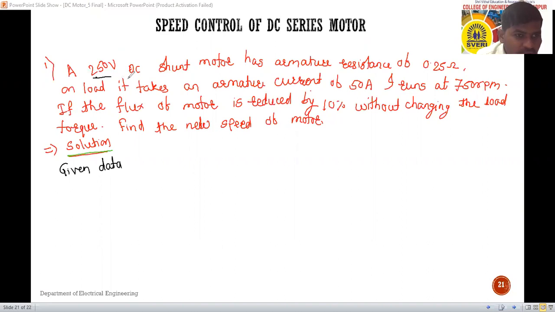See, a 250 volt DC shunt motor has an armature resistance of 0.25 ohm. On load, it takes an armature current of 50 ampere and runs at 750 revolutions per minute. If the flux of the motor is reduced by 10% without changing the load torque, find the new speed of the motor. See, what is the given data? Terminal voltage V is given as 250 volt.